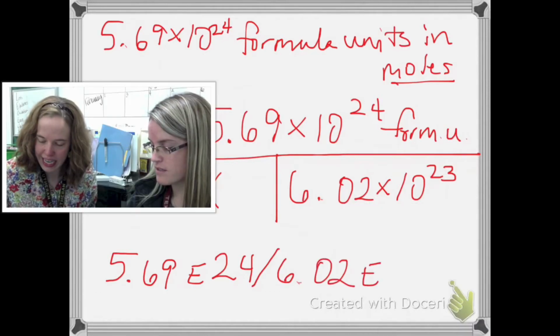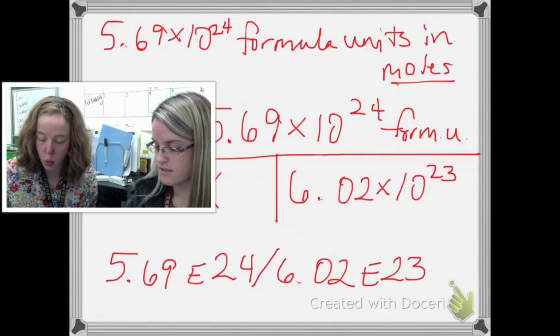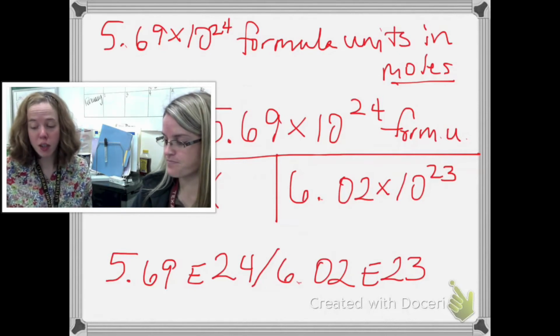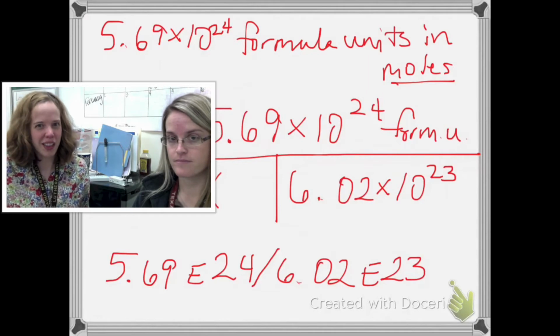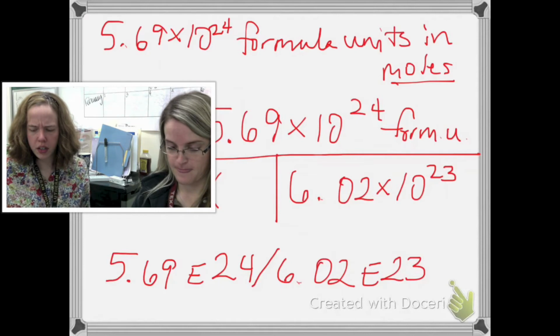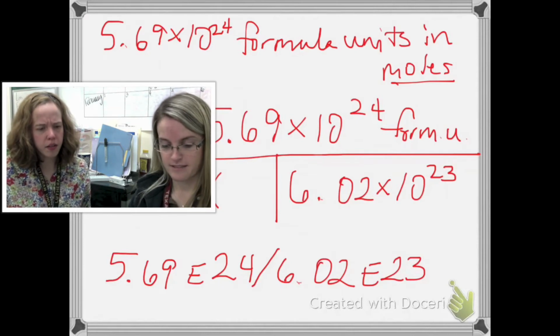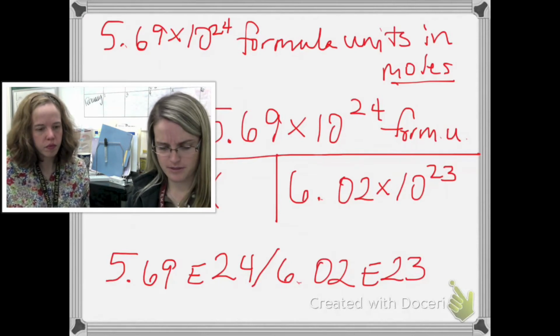6.02 E 23. And the reason we use our E's here is because otherwise, if I divide by something times 10 to a power, it's going to do that at the very end, and then bad things are going to happen to our answer. All right, so we plug all that in, and I get this really long number.